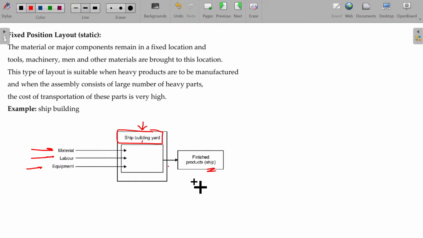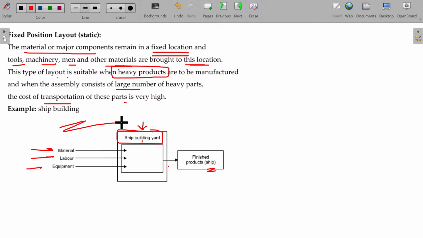Is that clear? The material or major components remain in a fixed location, and tools, machinery, men, and other materials are brought to this location. This type of layout is suitable when heavy products are to be manufactured like ship, and when assembling a large number of heavy parts, the cost of transportation of these parts is very high. In this case, fixed position layout or static layout will be suitable. Example in this case being shipbuilding. Clear? Shipbuilding.